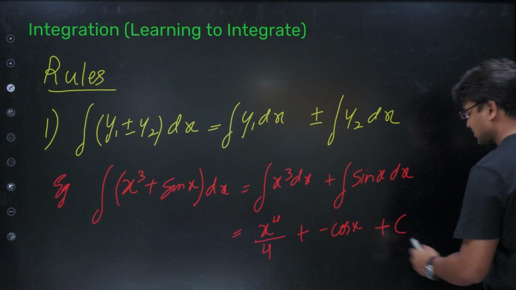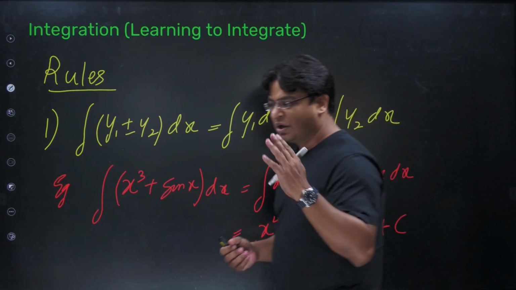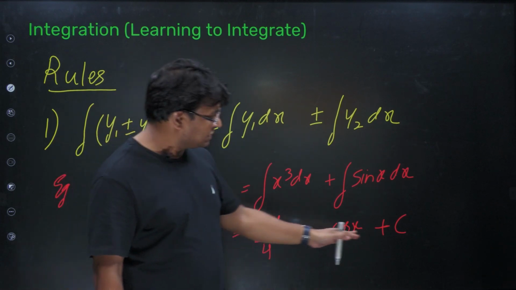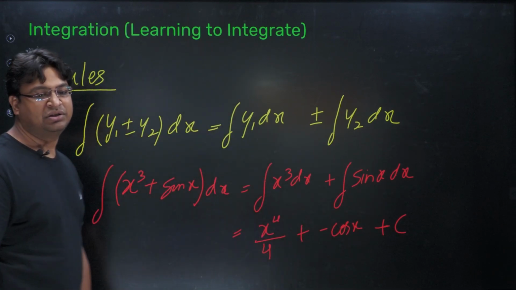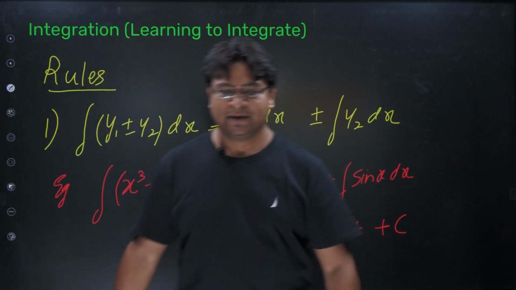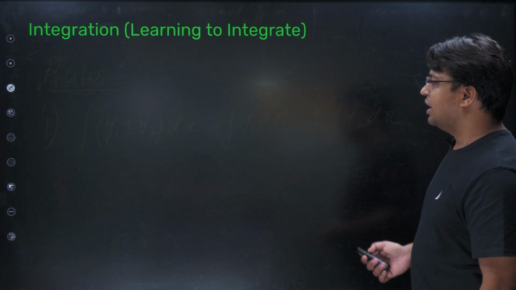Now you may ask here, sir, you should have written c twice, one for this and one for this. But again, guys, the sum of two constants will still be a constant, so you can just write one c in the end. So this is what this rule indicates. I hope this is pretty much clear to you guys. Of course, you need to do a lot of practice. So that is one rule.